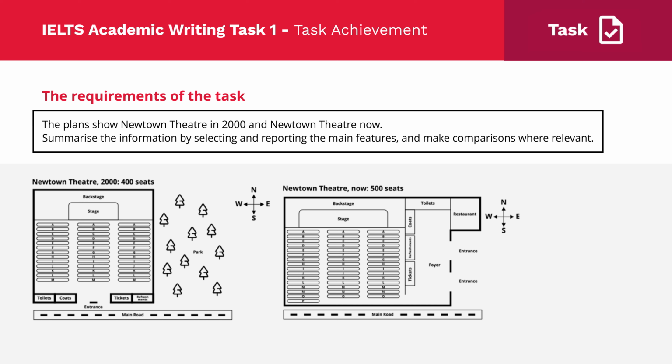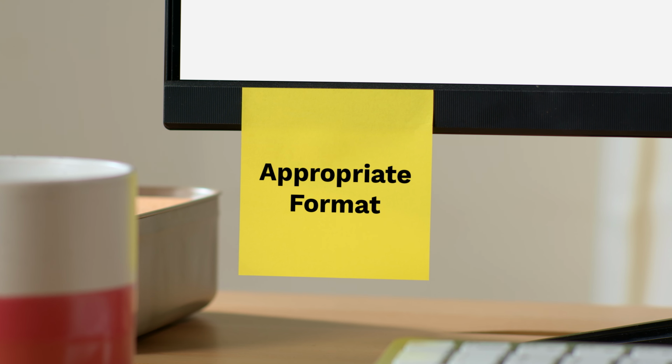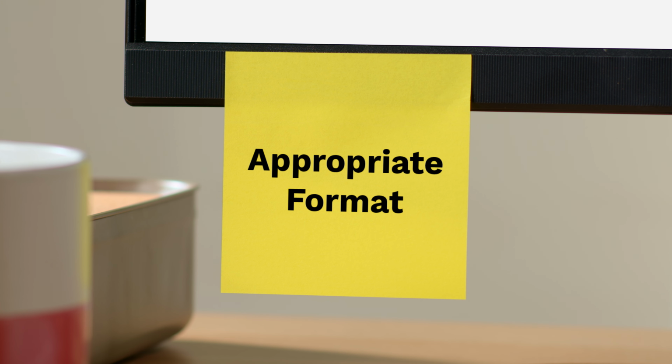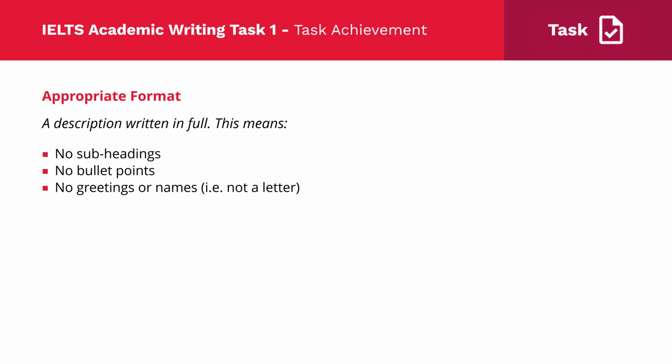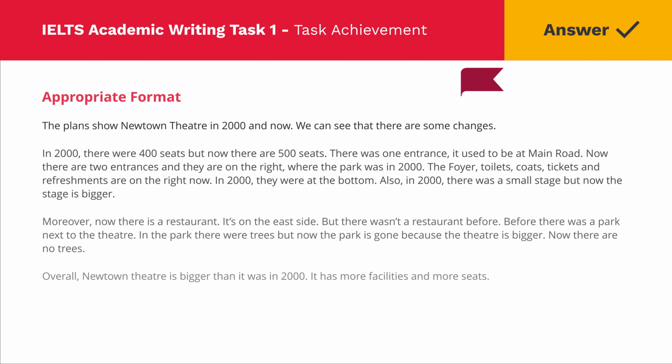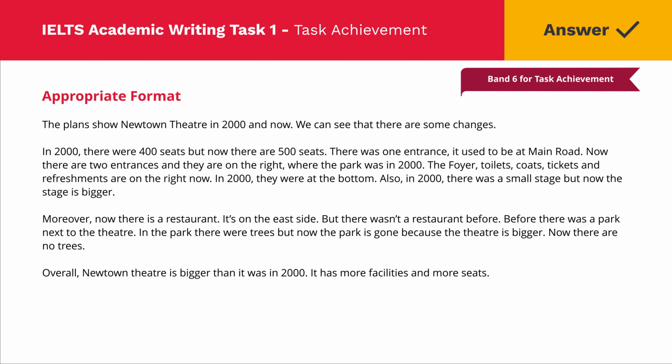To do this, you should read and analyse the information carefully before you begin writing your description. Your answer for this task must also be written in an appropriate format. Your response should be at least 150 words long and written in full. This means it should have no subheadings, no bullet points, no greeting at the beginning or name at the end, and no diagrams, charts or tables. This is an example of a response written in full.